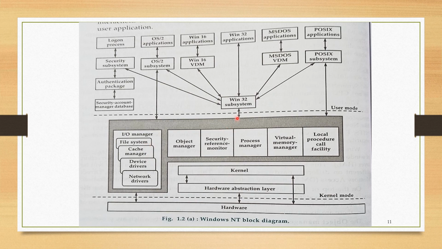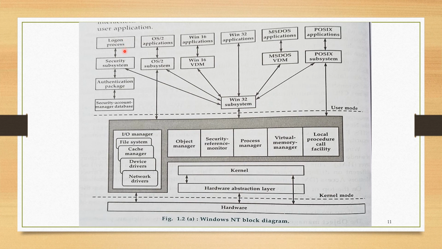You see here, these are the users. Now in an NT system, you may have multiple users using multiple operating systems. Somebody using OS/2, somebody using Windows 16-bit, somebody using Windows 32-bit, somebody using MS-DOS, somebody using POSIX. POSIX means other operating systems, other than these operating systems.